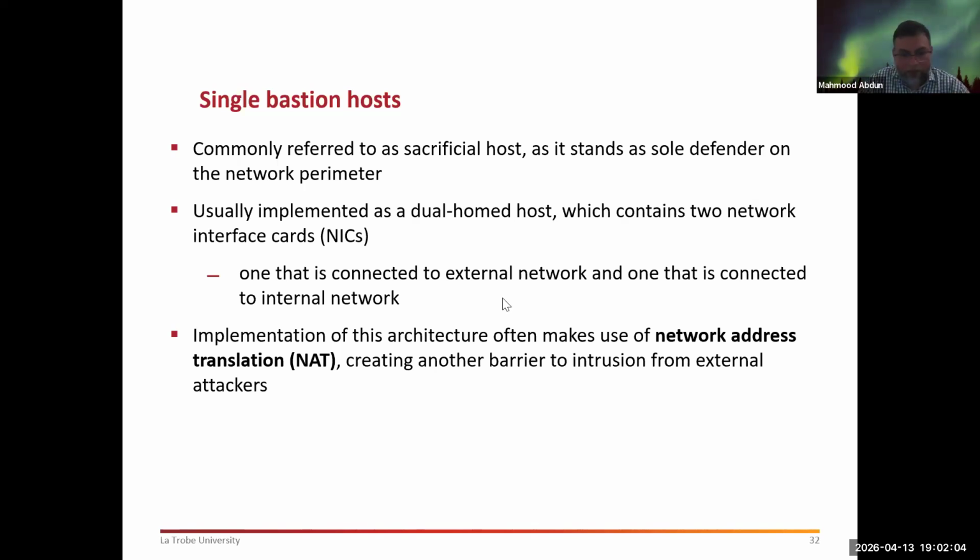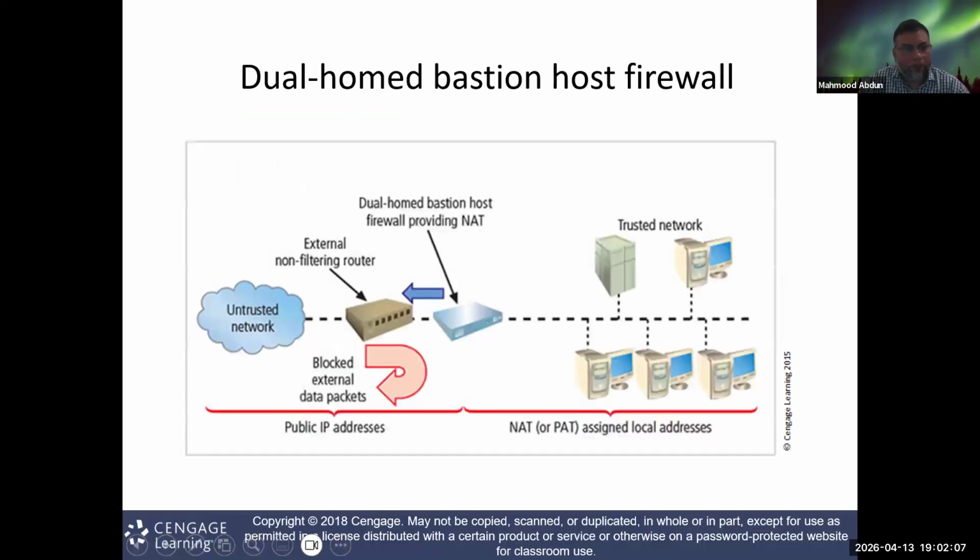Now, this is how it looks. So here you can see that there are two different things shown. One is the dual homed bastion host firewall, providing network address translation to your internal network. And the other one is an external non-filtering router. So this router basically doesn't do the firewall stuff. It's just a router.